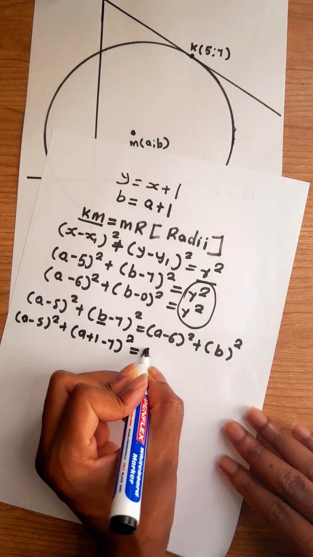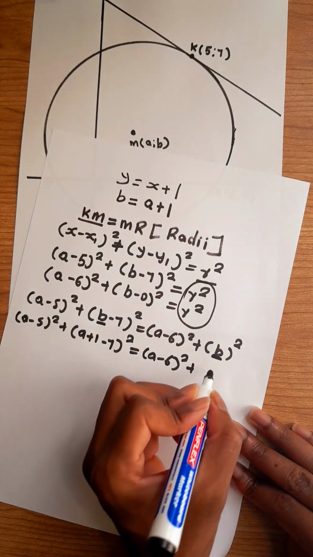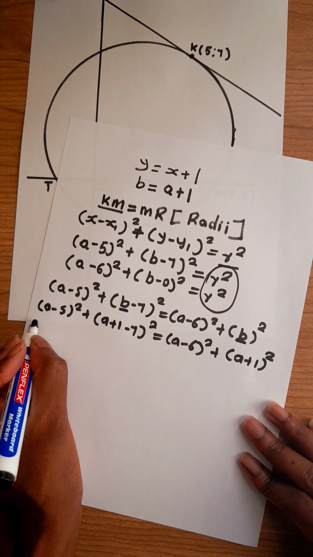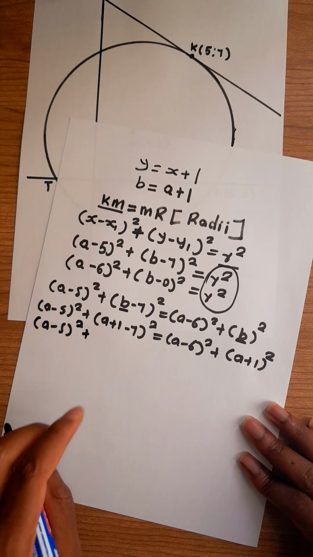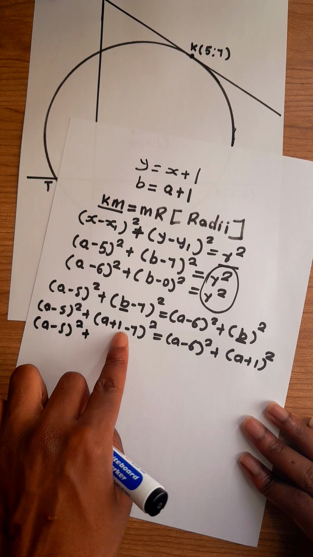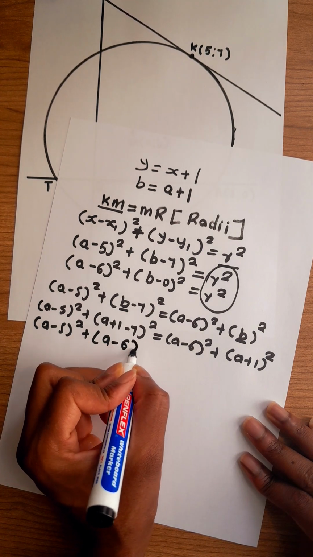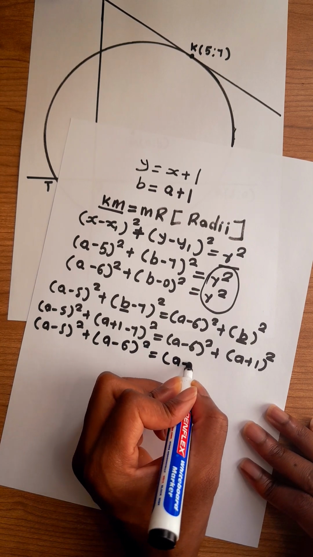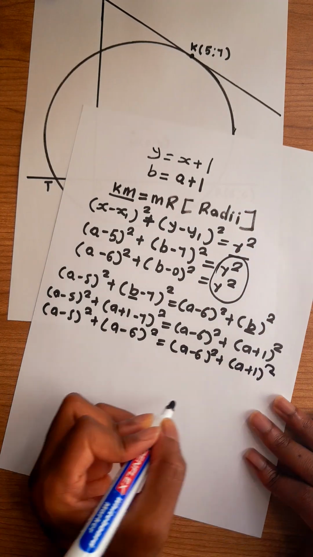I'm going to square it, equals (a minus 6) squared plus, wherever there's b, I'm just going to write a plus 1. So this is going to be (a plus 1) squared, right? So what am I going to have? I'm going to have (a minus 5) squared plus, let's look at this, a plus 1 minus 7 is just going to be a minus 6, squared, right? It is going to equal (a minus 6) squared plus (a plus 1) squared.